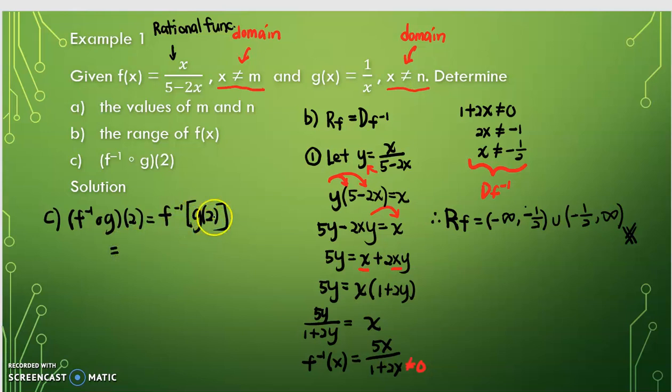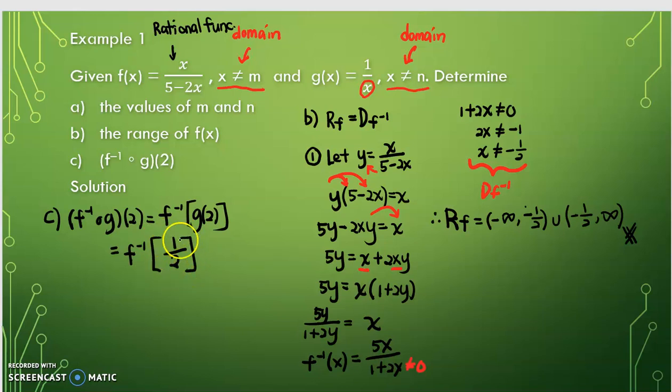So what does g(2) mean? g(2) means substitute the value of 2 into the function of g. So this is our function of g, where we are going to substitute the value of 2. So we will substitute into x. So from here, g(2), I should have 1 over 2. So this is the first step, g(2).